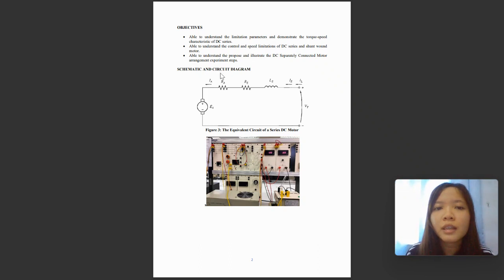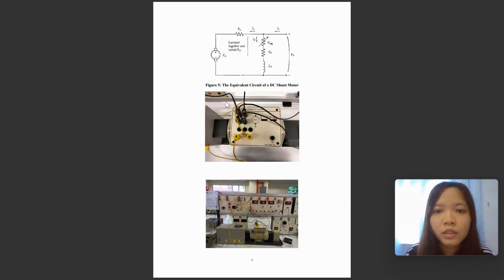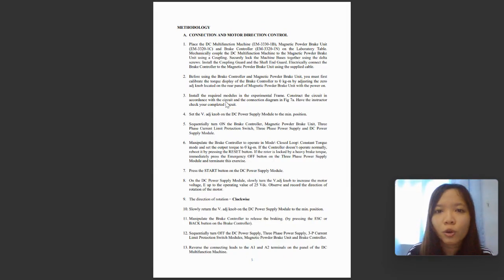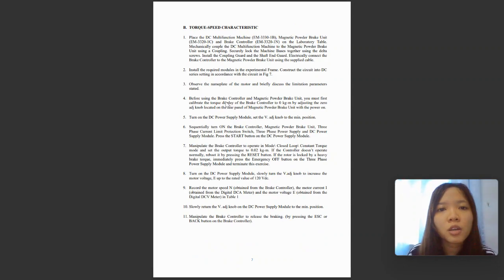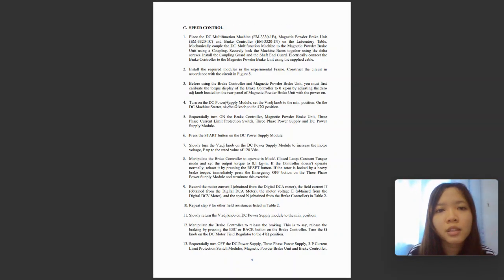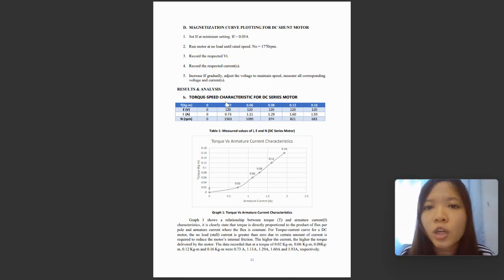This is the circuit diagram and the schematic. Figure 3 shows the equivalent circuit of a series DC motor. The next one is the equivalent circuit of a DC shunt motor. This is the methodology: Part A, connection and motor direction control. Part B, torque-speed characteristic. Part C, speed control. Part D, magnetization curve plotting for the DC shunt motor.